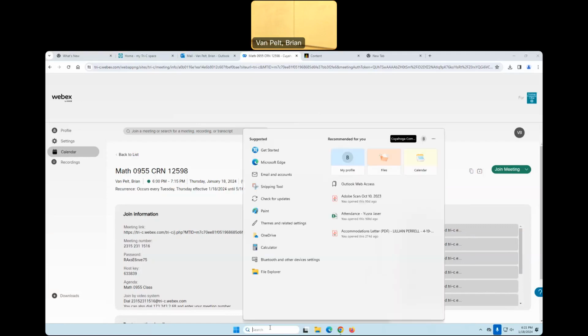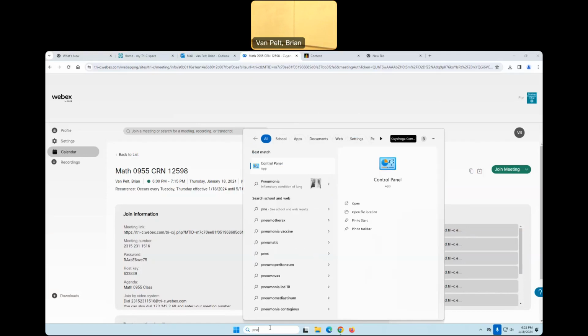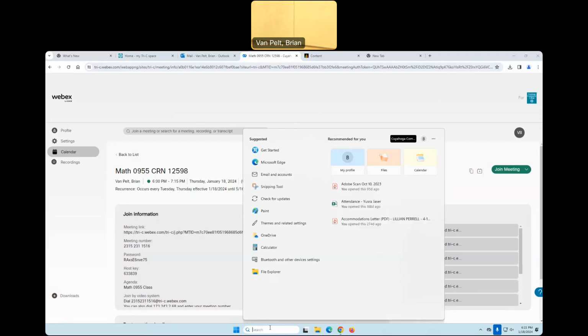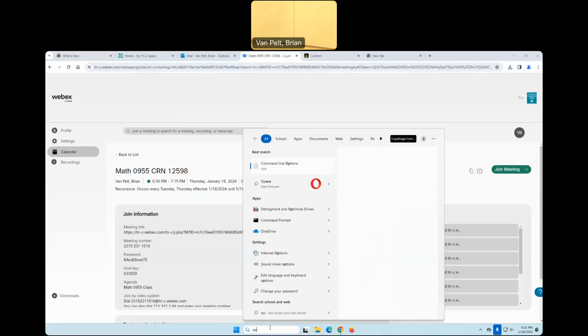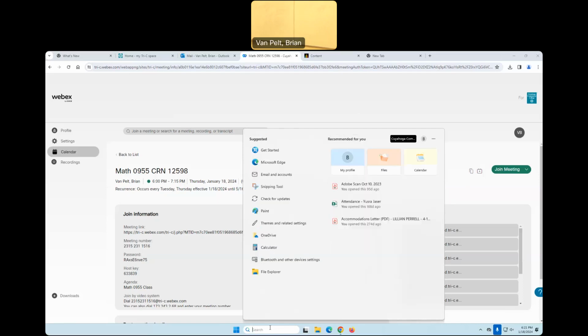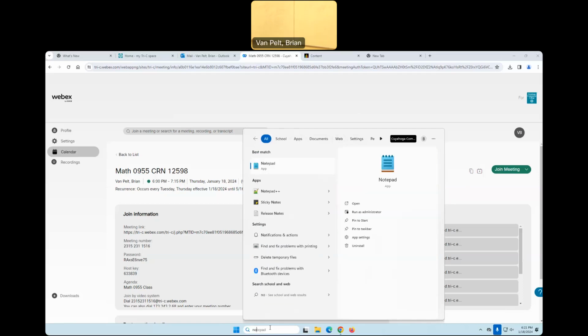And let's see if it's in here. Or is it Open Notes? I forget what it's called. I got rid of it. I don't know why it didn't come up.